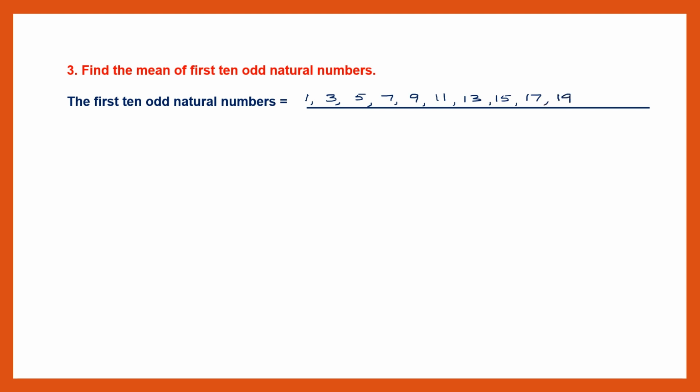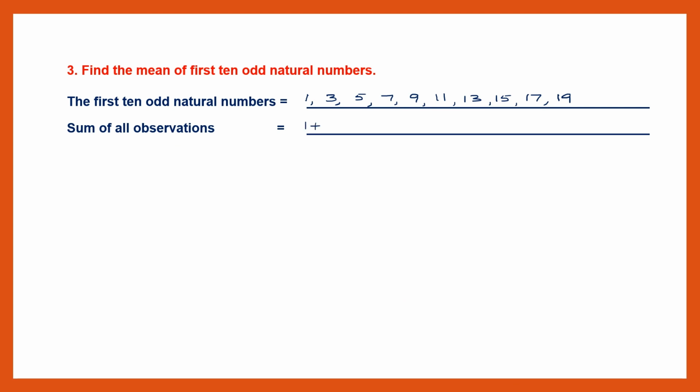Now how many do we have here? Let's count and see. 1, 2, 3, 4, 5, 6, 7, 8, 9, 10. So we'll stop with 19. Now the next thing we need to do is find the sum of these observations. That means we need to add up these.